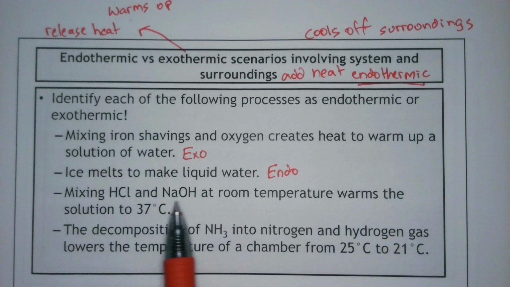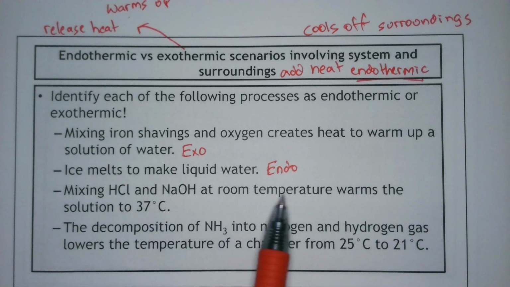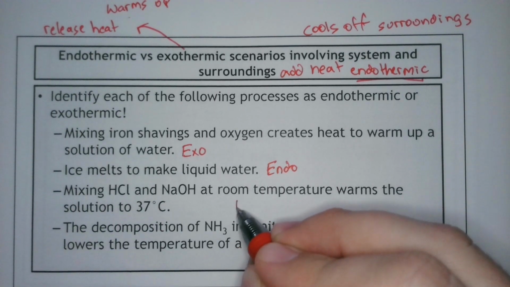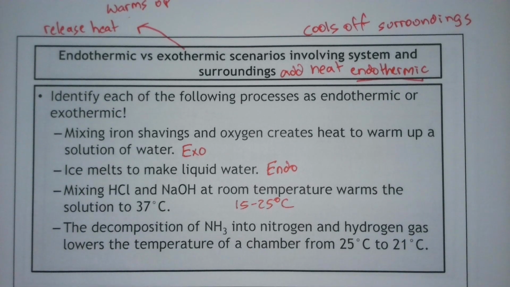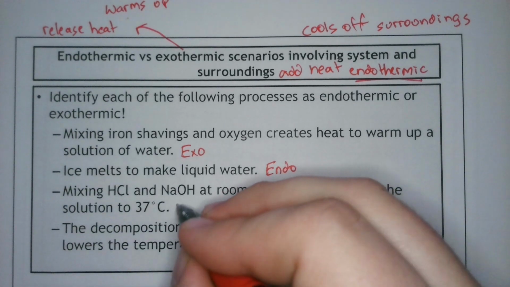Mixing HCl and NaOH at room temperature warms the solution to 37 degrees Celsius. So if you're not sure what the room temperature is, it doesn't really matter. It kind of depends on where you're looking at. It's anywhere from like 15 to 25 degrees Celsius, depending on the context. You wouldn't really need to know because it gives you the word that it warms the solution. Mixing these things warms up the solution, meaning it releases heat. So this is an exothermic reaction.